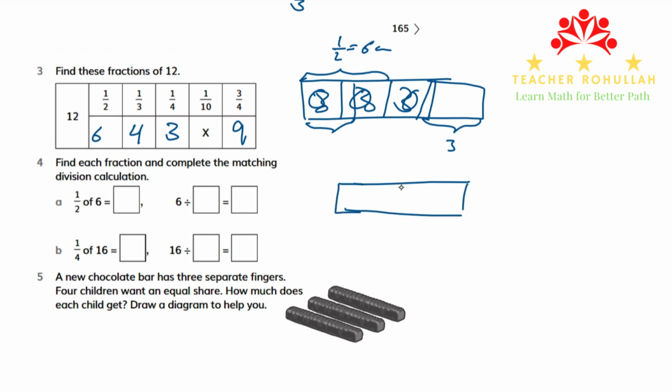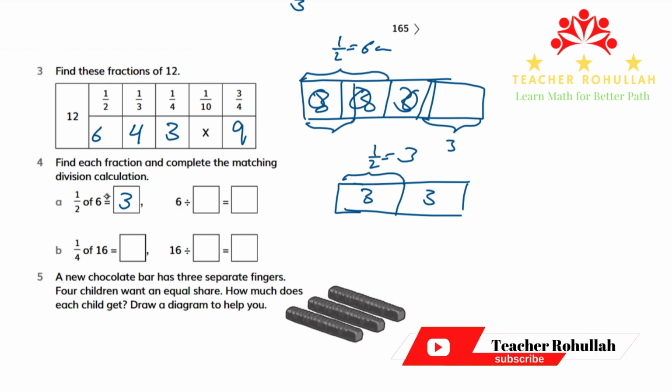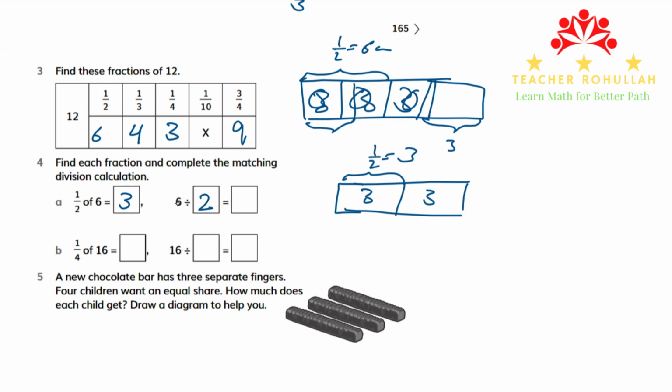This strip is 6 centimeters, and half of it is 3. So 1/2 of 6 is equal to 3. The number that we have to write here is 3. In the division, it says the matching division calculation. 1/2 of 6 means 6 divided by 2 will be equal to 3.